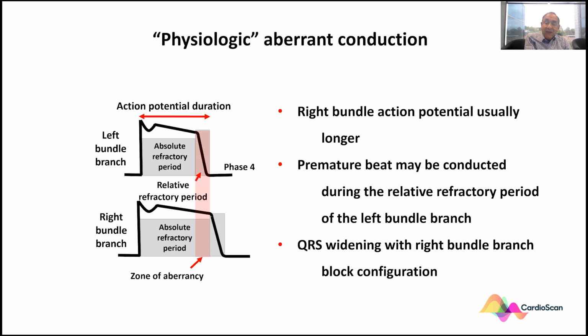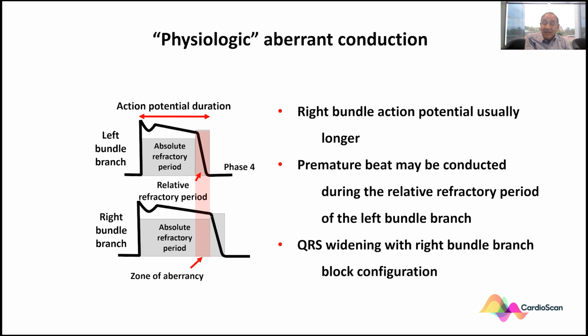During phase 3, you can see, which is red highlight, this period is a relative refractory period, and for the left bundle branch, it is in the relative refractory period, whereas with the right bundle branch, it is in the absolute refractory period. So there is a short period in the action potential where the left bundle branch will allow conduction and the right bundle branch remains in absolute refractory.